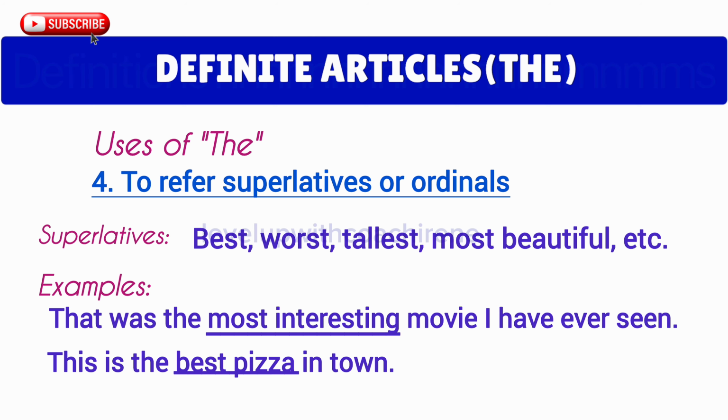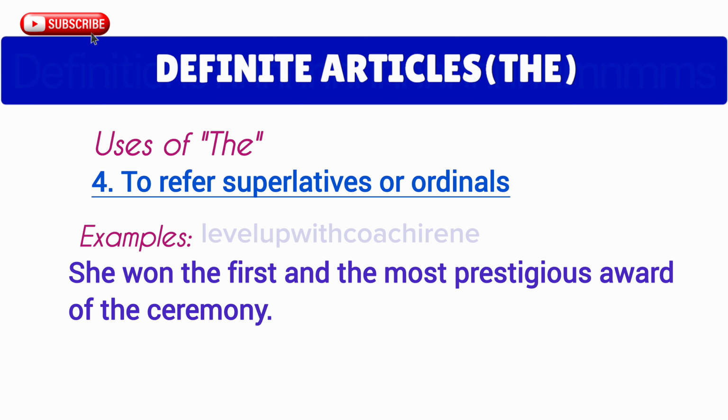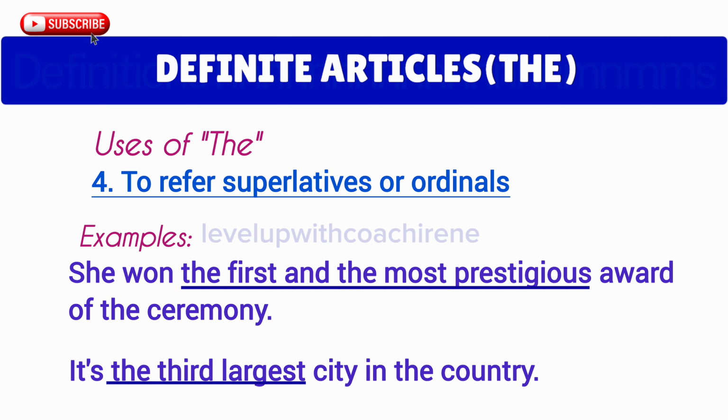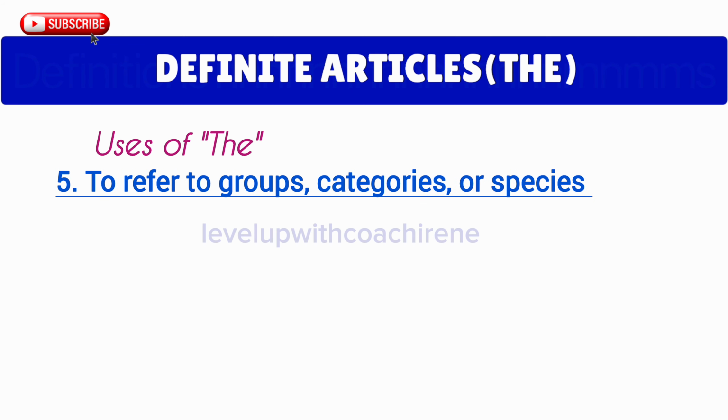Sometimes ordinals and superlatives are used together, and the is applied to both. For example, she won the first and the most prestigious award of the ceremony. Another example would be, it's the 3rd largest city in the country.